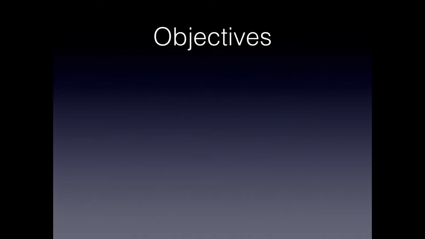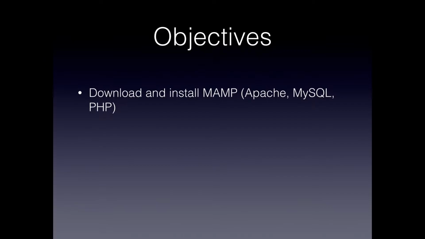Before we get started, let's go over today's objectives. First, we want to download and install MAMP. MAMP stands for Apache, MySQL, and PHP. In most cases, when it's called MAMP, the starting M stands for Mac, and then WAMP stands for Windows, Apache, MySQL, and PHP. LAMP is Linux, Apache, MySQL, and PHP. So in this case, we'll be using MAMP.